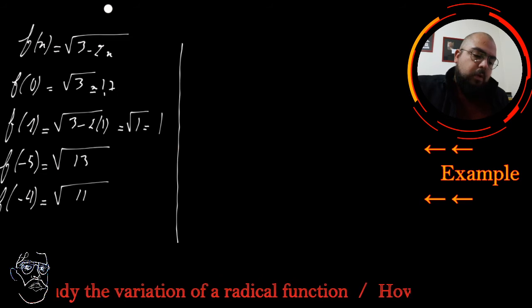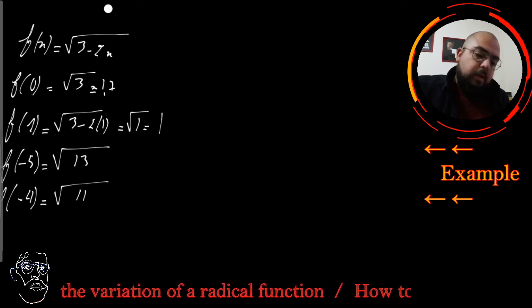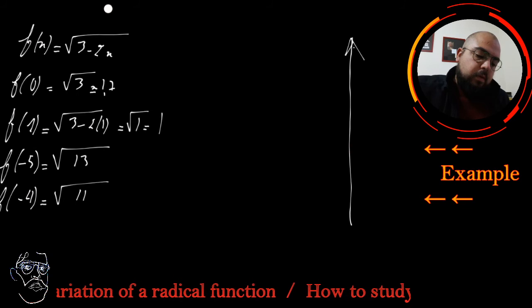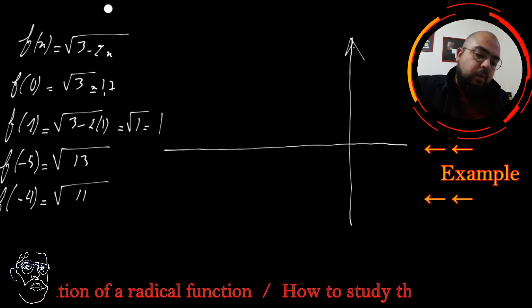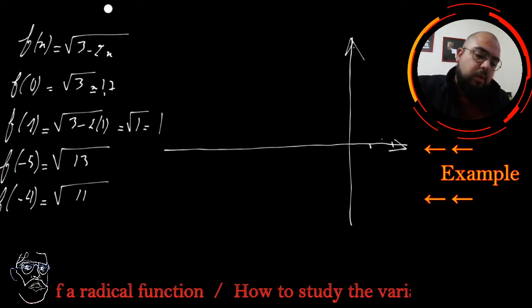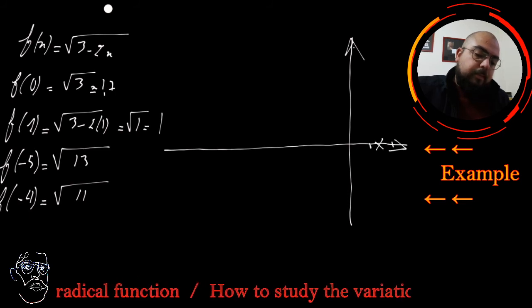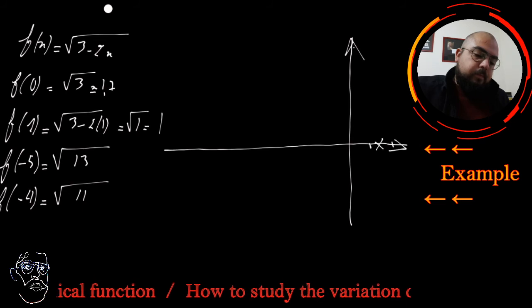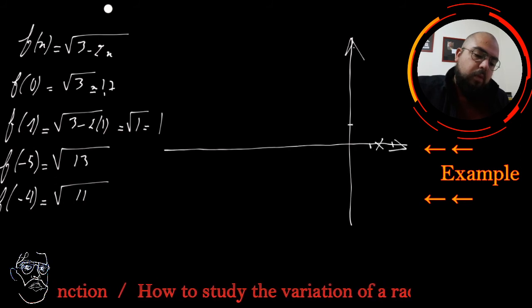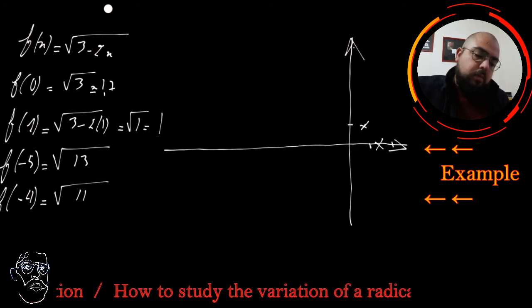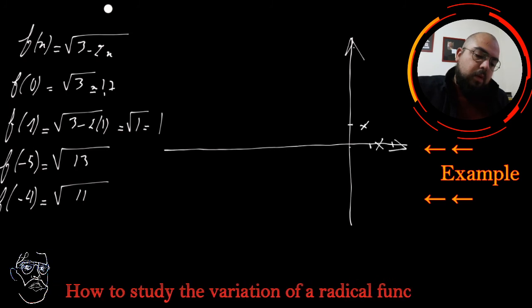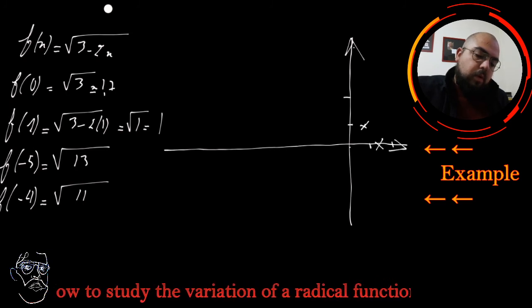So in this case, you will have the values of x going from minus infinity to 3/2. So let's say this is 1 and this is 2. This will be 3/2. 3/2 is 0. For f of 1, it's 1. F of 0, it's 1.7.